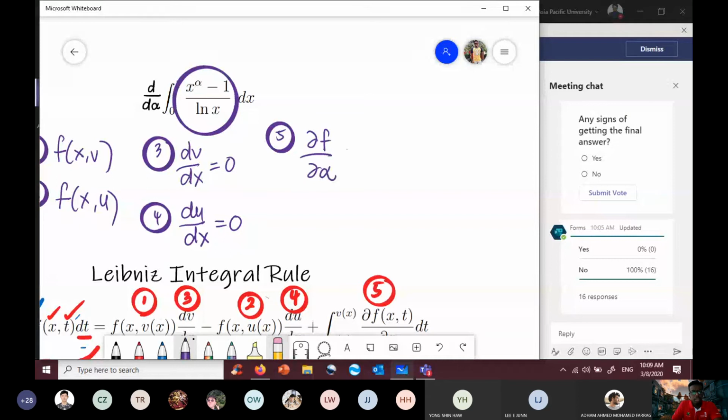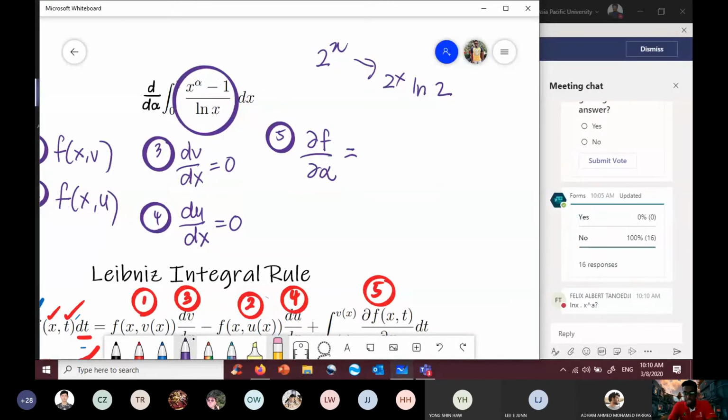Okay, let's do that. So x is just a constant. So what do you get if you differentiate a constant to the power of something? For example, if you differentiate 2 to the power of x, do you still remember what you will get? You will get 2 to the power of x again times ln 2. That is what you will get. So if you differentiate x to the power of alpha, yes, exactly, Felix, exactly that. So dou f over dou alpha is x to the power of alpha ln x.